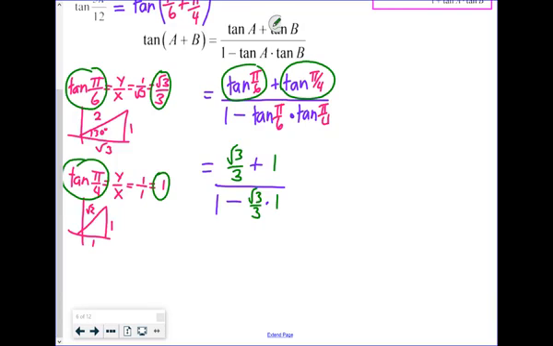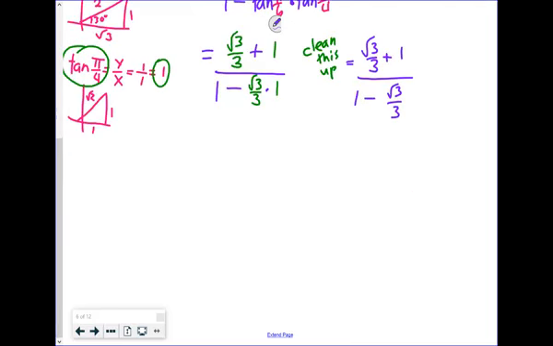Now our job is to clean this up. First of all, this multiplying by 1 is not doing anything much at all. So at this point, we're looking at the square root of 3 over 3 plus 1, over 1 minus the square root of 3 over 3. We've been doing that the last few days with words in it. So now we've got numbers in it, it should be easier.